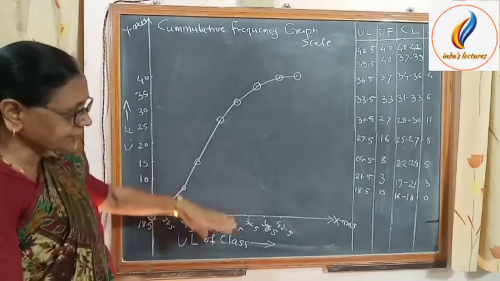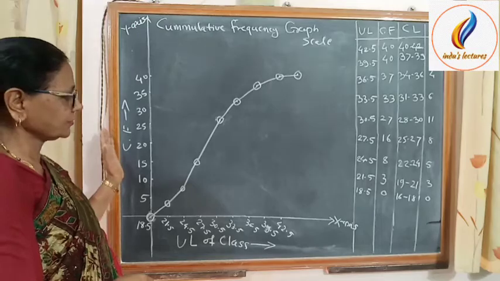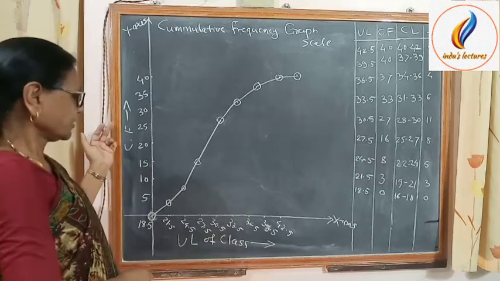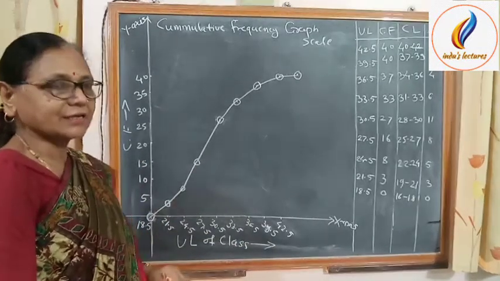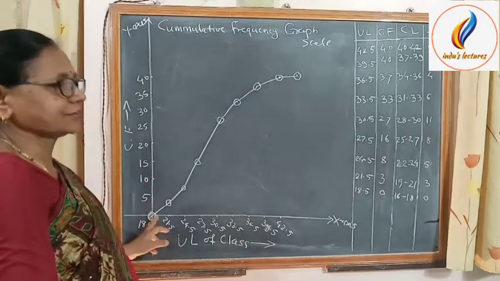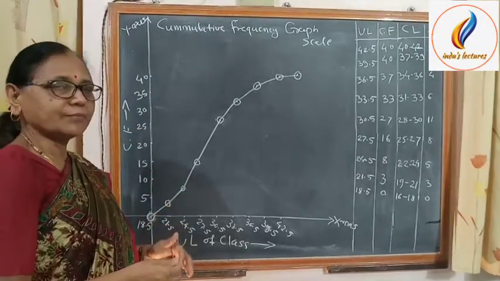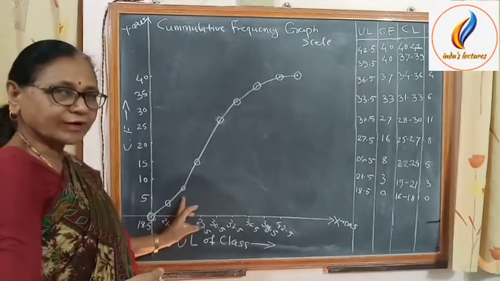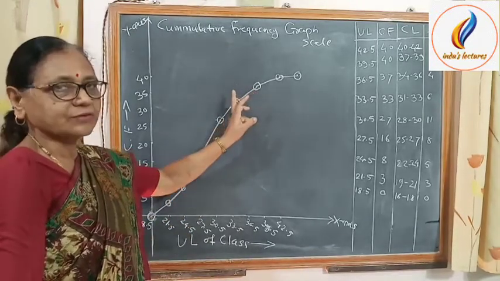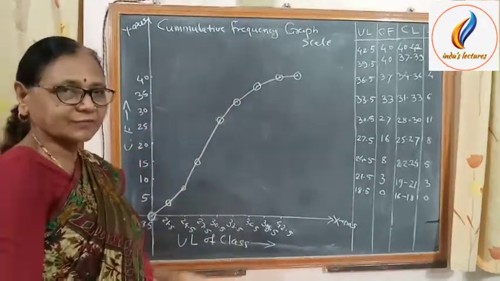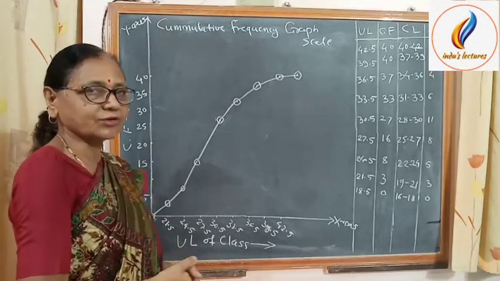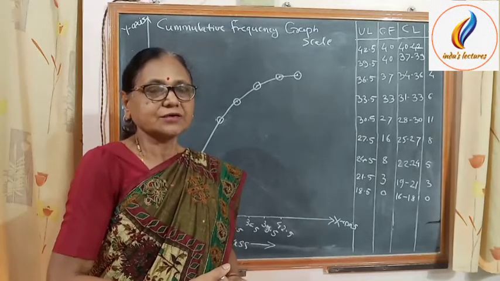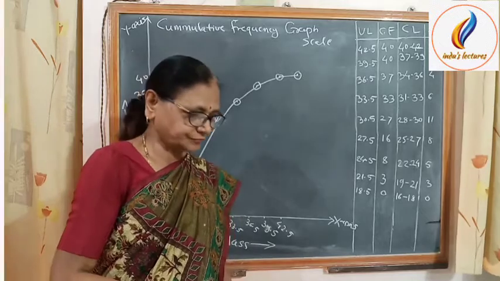We can interchange the measurement units, that means we can take the frequencies along the x-axis and the upper limits along the y-axis. After deciding a proper scale and marking the points along the axes, we plotted the points upper limit comma cumulative frequency for each class, and then joined the points by straight lines. Then we get the cumulative frequency graph. In this part we have discussed the cumulative frequency graph. In the next part we will consider the cumulative percentage frequency graph.